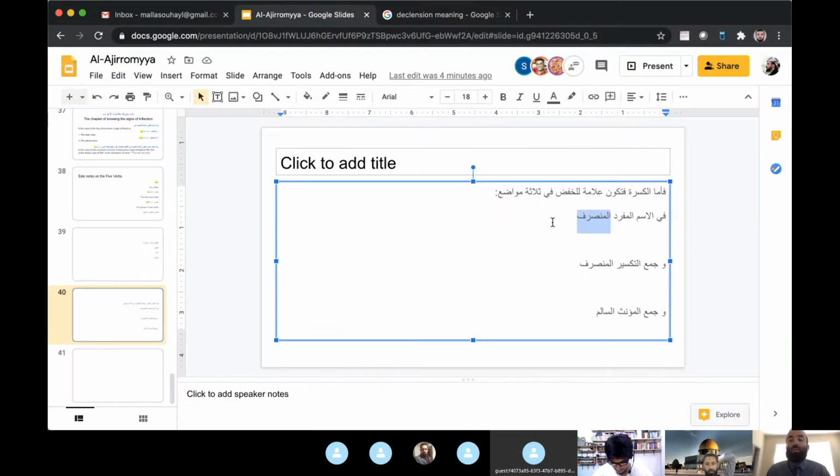Okay, so now that we know, we need to make this distinction, because when we talk about where al-fatha becomes a sign of al-khafd, this will come back. If you do not understand what al-munsarif or fully declinable means here, we will not be able to understand where fatha becomes a sign of al-khafd. So al-kasra, as the author says, becomes a sign of al-khafd in the singular noun, which is fully declinable.